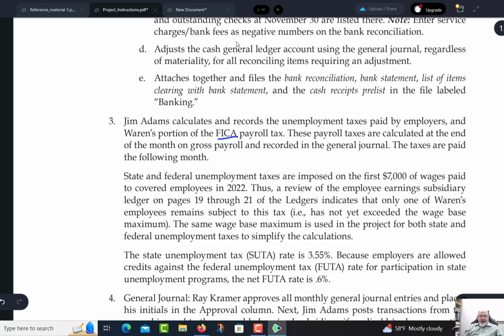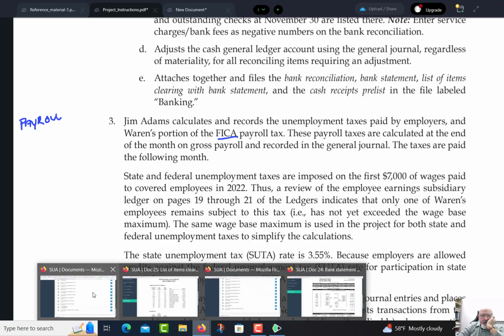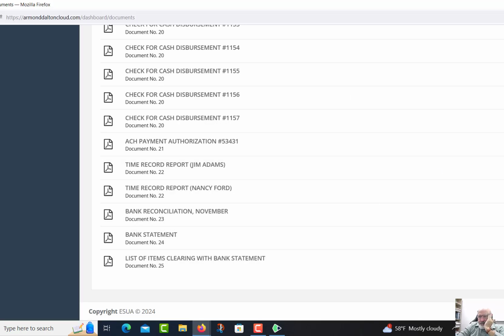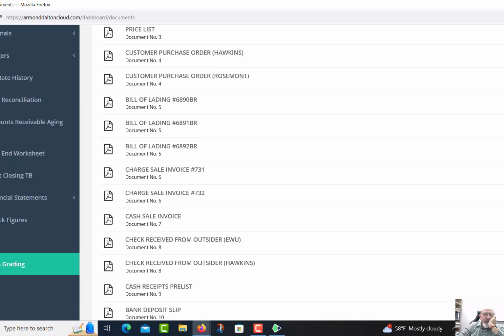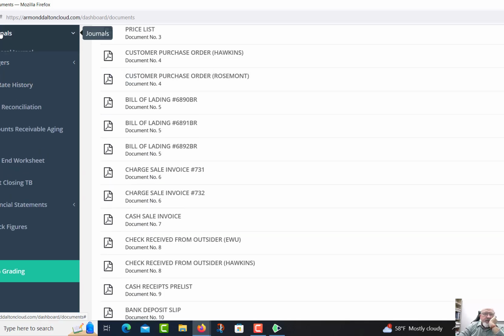So when you go to the FICA, you can get that amount from the payroll journal or subsidiary ledger. Anyway, you can get it from the payroll transactions. Let's go back and look at that. I need to show you that. In the payroll transactions, we're going to go back here to the journals.